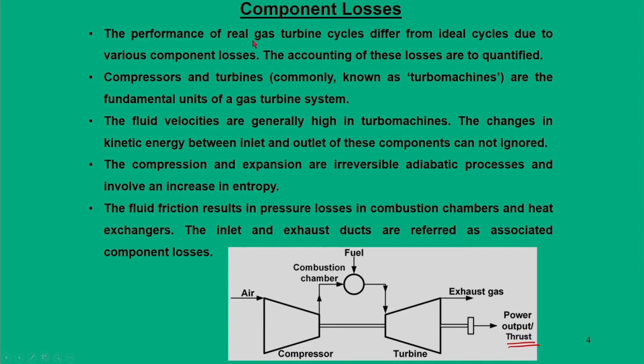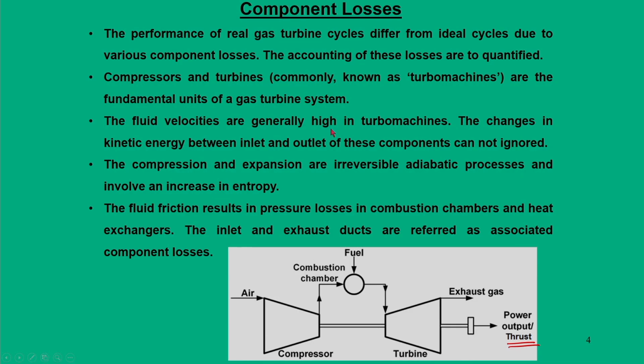Let me take them one by one. The performance of real gas turbine cycles differs from the ideal cycles due to various component losses, and the accounting of these losses needs to be quantified. The compressor and turbines are commonly known as turbo machines, and they are fundamental units of a gas turbine system. As I mentioned, in propulsion systems the fluid velocities are generally very high when they pass through the compressor and turbine. Because of this, the changes in kinetic energy between inlet and outlet of these components cannot be ignored.